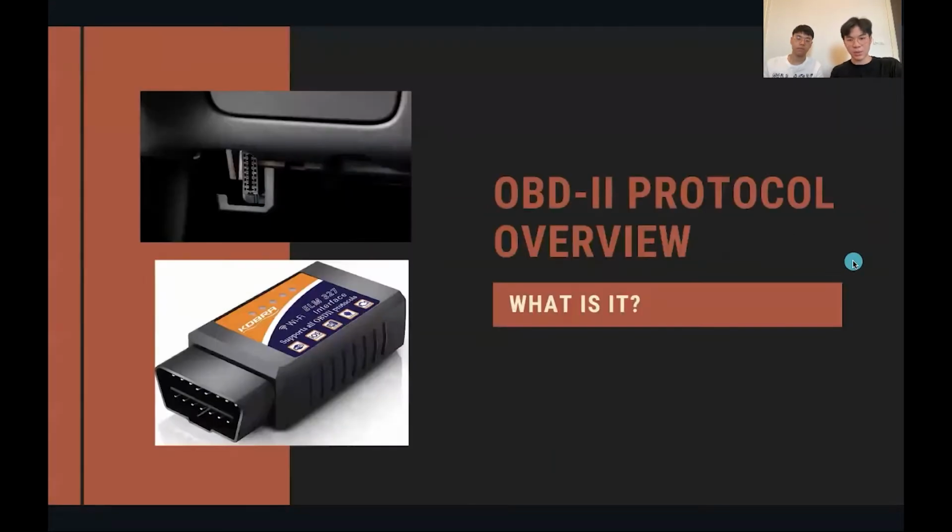And next, what's the OBD2 protocol? OBD2 protocol is a protocol that connects the OBD connector and the ECU of the car. The ECU of the car gathers information from the sensors inside the car. If we want the data from the ECU, we need this protocol to communicate with the ECU to retrieve the data out of the car.